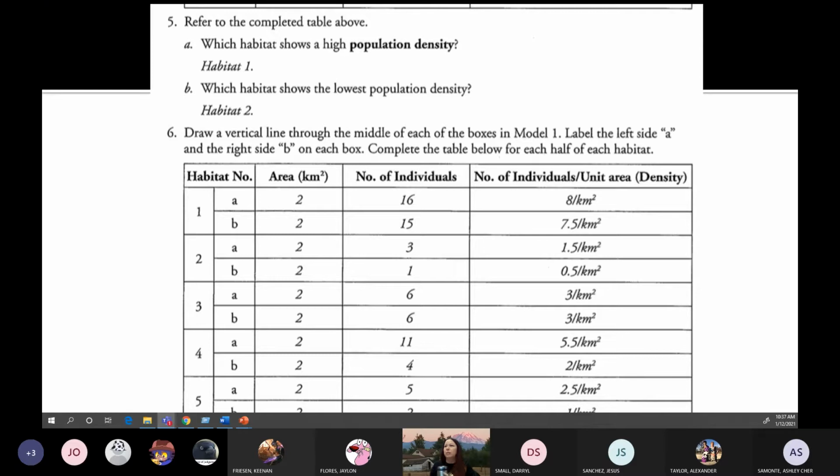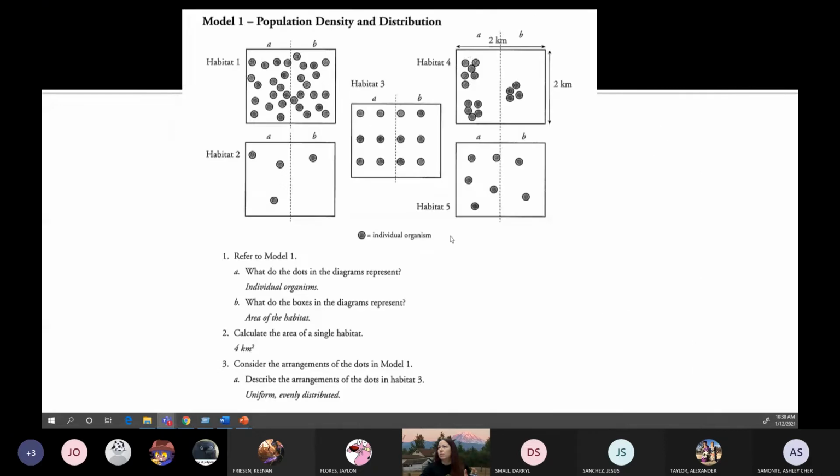When we start splitting the habitats up, splitting them in half, it starts changing the amount of population density that they have. The biggest change is in area number 4. So in habitat 4, when it's in its clusters and it's not so evenly distributed, let's see.